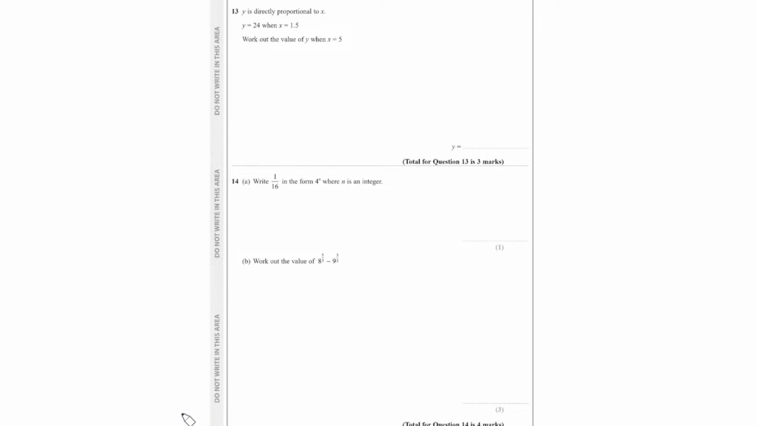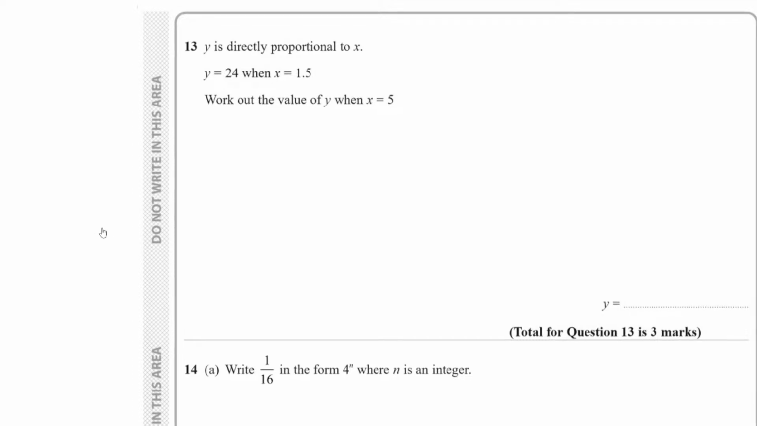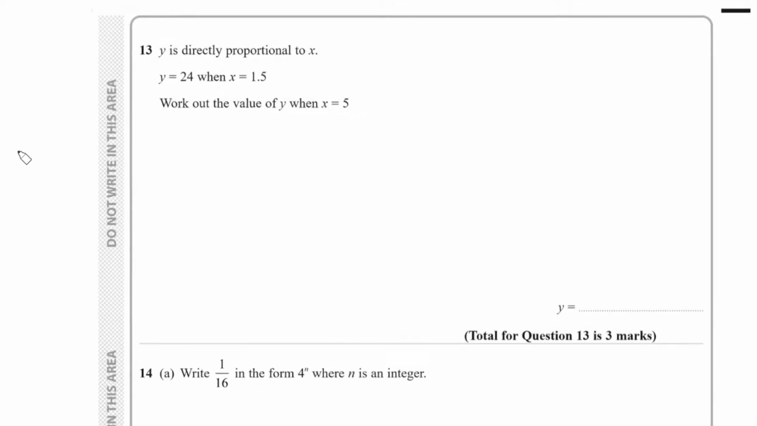Okay, question 13. We've got proportion here, so let's zoom into this one as well. Y is directly proportional to x. Y is 24 when x is 1.5. Work out the value of y when x is 5. So this is a perfect question. This is an ideal proportion question because we've just been given the 3 pieces of information that we need. Straightforward, nothing more complicated than that.